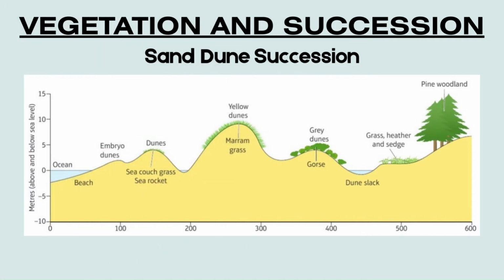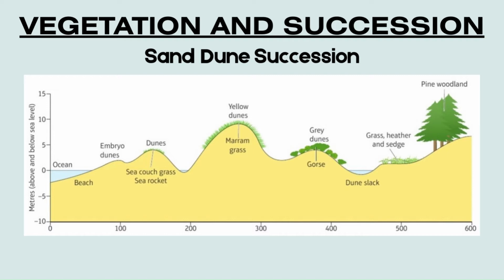Let's discuss sand dune succession. Sand dune succession, also called a psammosere, is the natural process by which plant communities develop over time on coastal sand dunes, moving from bare sand to mature woodland. It's a great example of plant succession in action. It starts at the beach, where wind deposits dry sand just above the high tide line. This creates small embryo dunes, colonized by pioneer plants like sea couch grass and sea rocket.